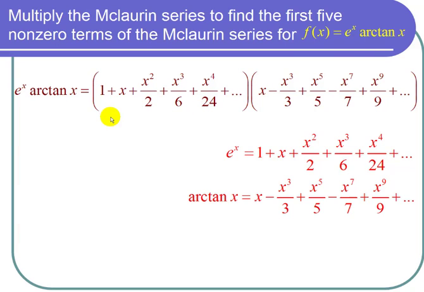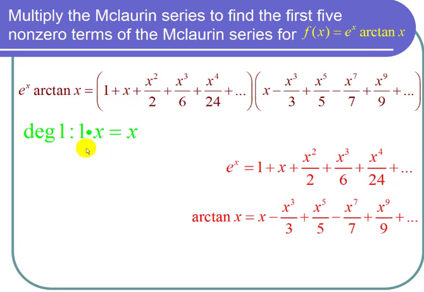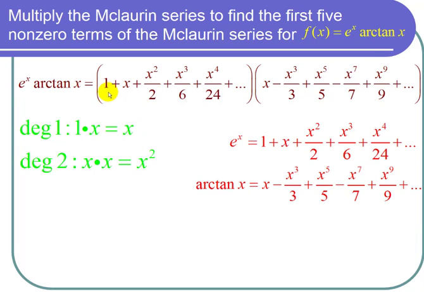So for degree 1, I have 1 times x. And the degree 1 term is just going to be x. For degree 2, I have x times x is the only way to get an x squared when I multiply this all out. So degree 2 is x times x, which is x squared.